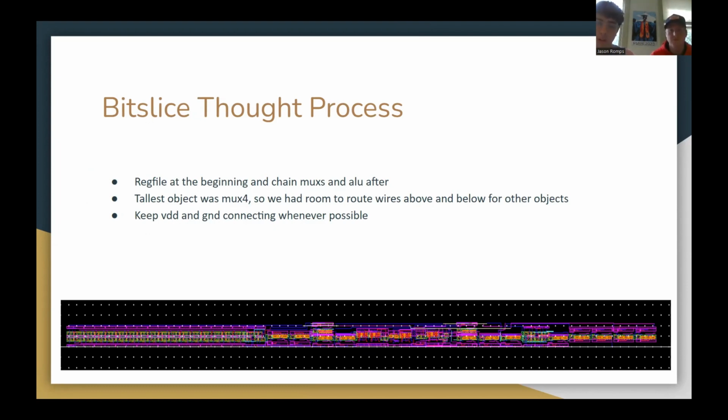This allowed, or at least in our opinion, this was the most optimal design, as a limited amount of wires had to go above and below the design. And like Colin just mentioned, the tallest object was the mux4. So really, as long as anything was below that size, it was really easy to chain together. We also wanted to keep the VDD and ground connections together as much as possible, as this would lead to potentially fewer net errors where the metal twos could be touching.